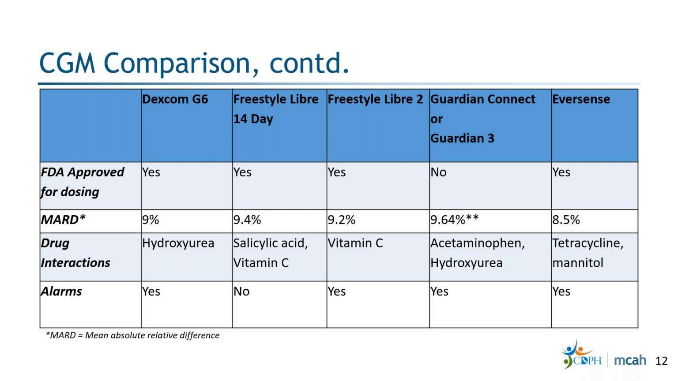The MARD describes the accuracy, and this stands for mean absolute relative difference. This compares the sensor glucose readings to what we call the gold standard, which is a venous lab draw. So the lower the better. Generally the FDA will say, if the MARD is below 10%, that is accurate enough to dose insulin. The reason why there's a couple stars by the Guardian is that the MARD is 9.64 with up to 4 calibrations per day. If someone does fewer calibrations on that, then the MARD actually is higher.